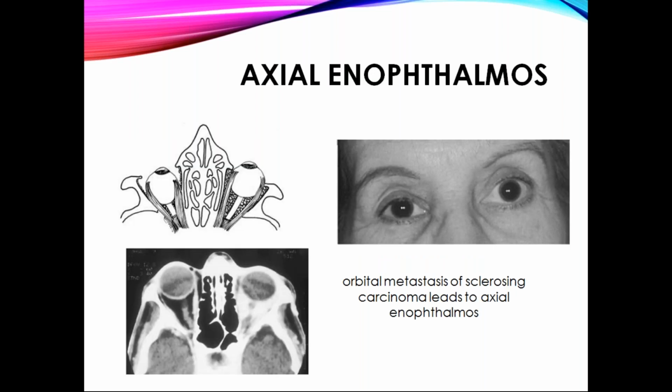Now, what is axial enophthalmos? You can see here the eyeball has sunken inside. The eyeball has gone inside. So this is an example of axial enophthalmos. If you see this particular picture and compare it to this normal eye, this eye seems to have gone inside. So a case of orbital metastasis of sclerosing carcinoma leads to axial enophthalmos. The eyeball is pulled inwards. Here I am just giving a mention about enophthalmos, but our topic today is about proptosis.